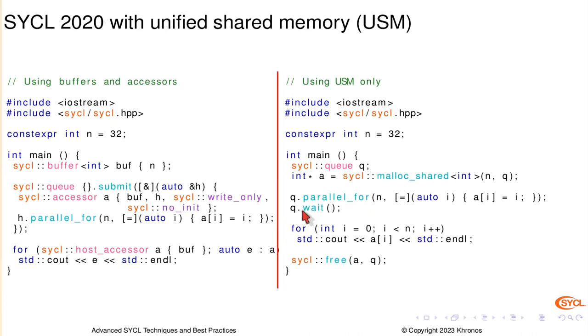And since there are no accessors to explain to the runtime the data dependencies, then you are on your own, and you need to wait explicitly for the kernel completion before using the result if you do not want to have a race condition. And once I've waited, I can use directly my data without an accessor on the host. And obviously, since you are in control, you need to free the memory, otherwise you will have a memory leak. So it's somehow more complex than the buffer accessors, but it's more compatible to CUDA. So it's a different mindset, but you can pick one of each.